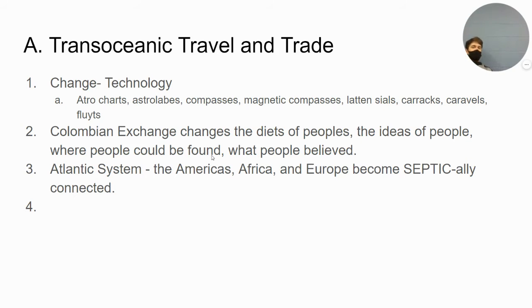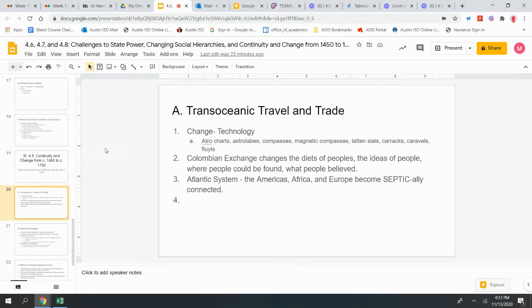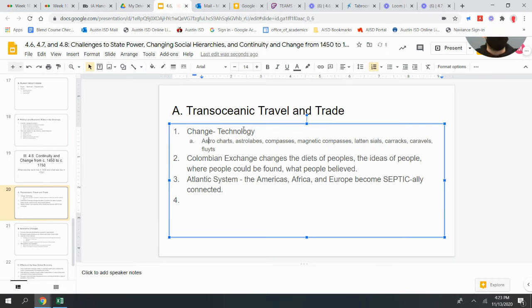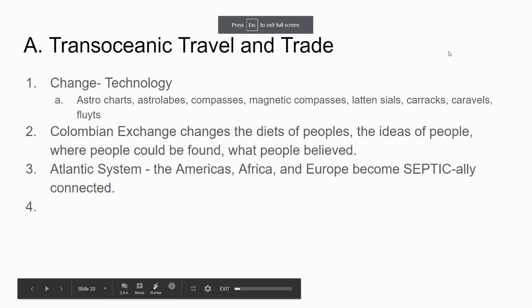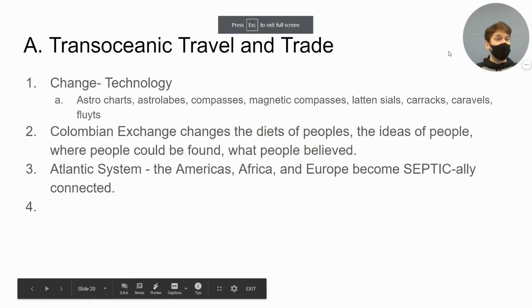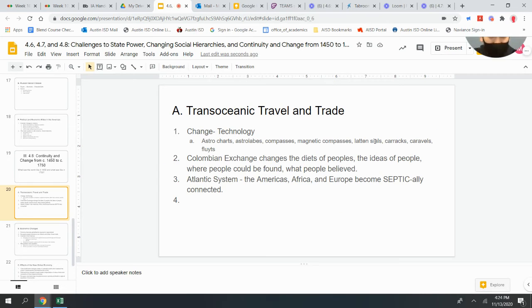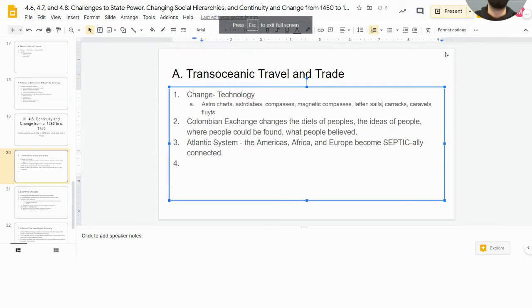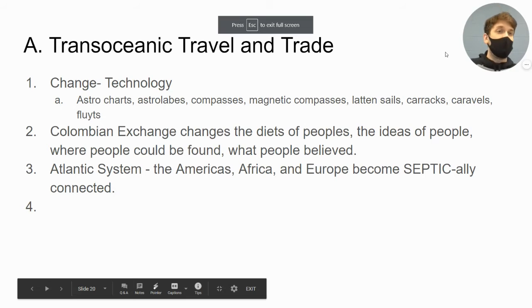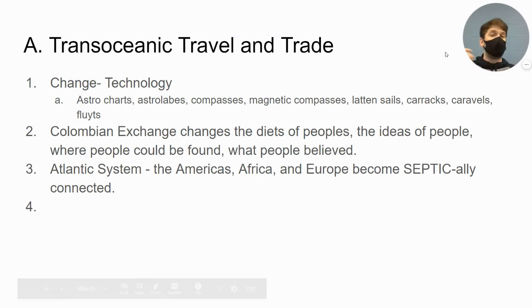Okay, so a big change would be technology during this time. In 1450, people had one way to move around throughout bodies of water. By 1750, there are all these different ways to move around. Technologies like astro charts, which are astronomy charts, so now you know where to go. Astrolabes allow you to determine where the equator is, compasses help you determine where north is, magnetic compasses know where north is on their own, and lateen sails allow you to move with less wind. Carracks, caravels, and flutes are all different kinds of vessels that allow transportation to be more effective.